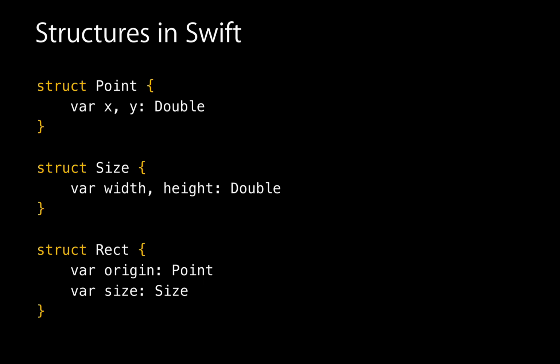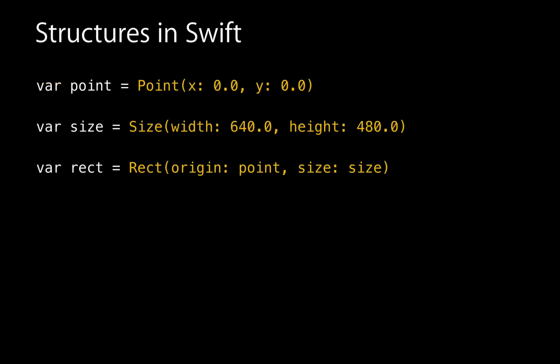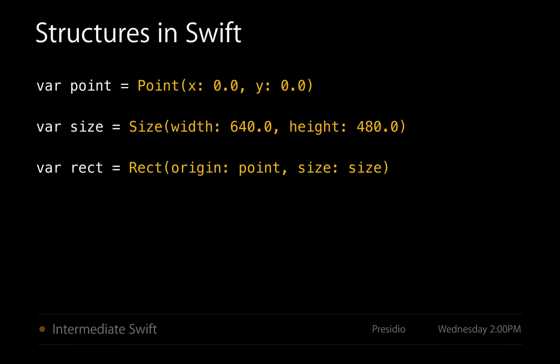And with structures, I get a very handy member-wise initializer by default. This means it's really easy to create instances of these structures just by supplying values for the properties inline. So I'm supplying an x and a y, a width and a height, a point and a size for the rectangle. If I really wanted to, I could actually provide custom initializers in my structures. To find out more about that, check out the intermediate Swift talk.